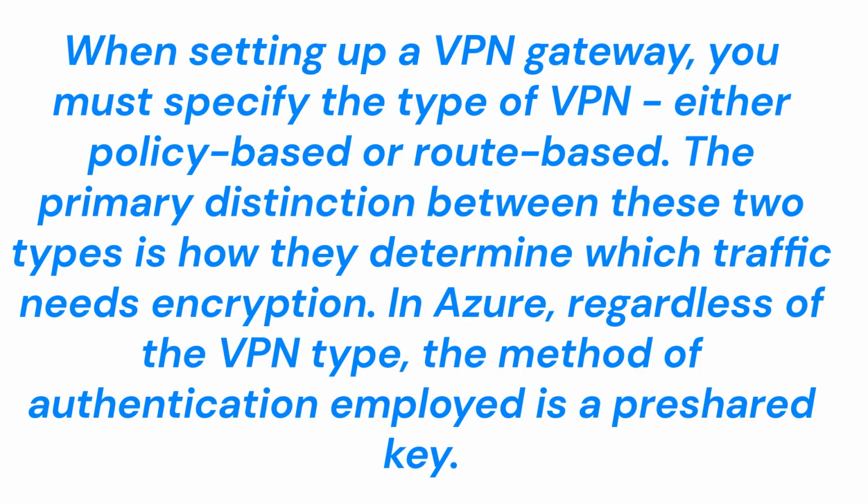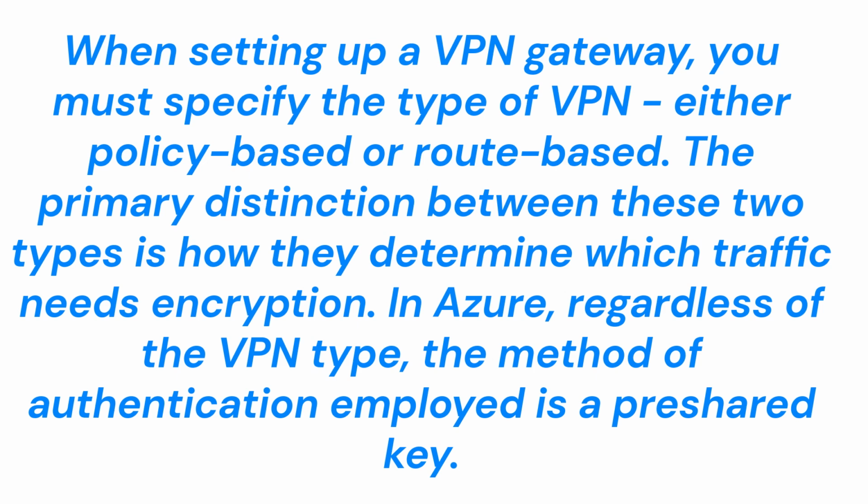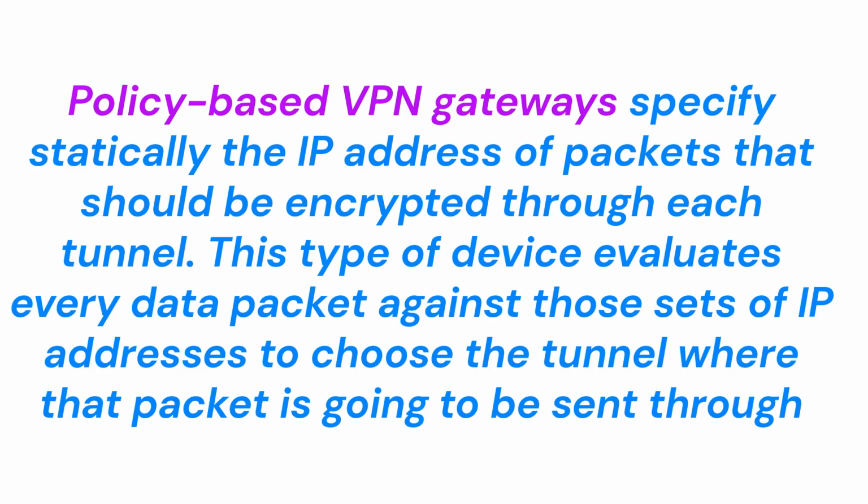When setting up a VPN gateway, you must specify the type of VPN, either policy-based or route-based. The primary distinction between these two types is how they determine which traffic needs encryption. In Azure, regardless of the VPN type, the method of authentication employed is a pre-shared key. Policy-based VPN gateways specify statically the IP address of packets that should be encrypted through each tunnel. This type of device evaluates every data packet against those sets of IP addresses to choose the tunnel where that packet is going to be sent through.